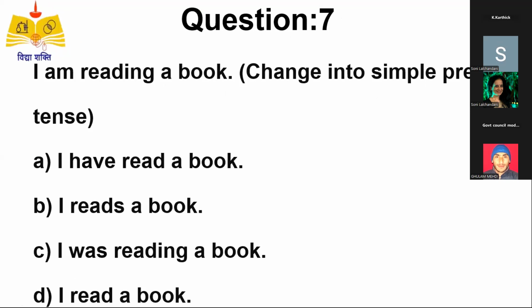I am reading a book. Change into simple present tense. I am reading a book. Change into simple present tense. A option, I have read a book. B option, I reads a book. C option, I was reading a book. D option, I read a book.